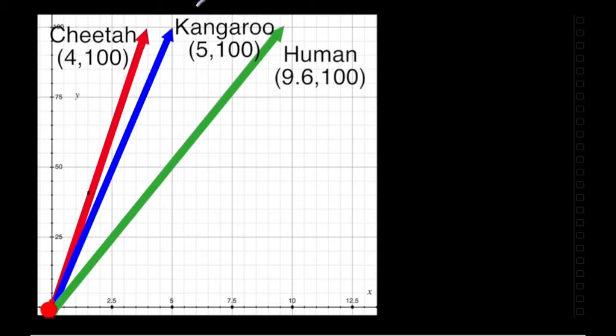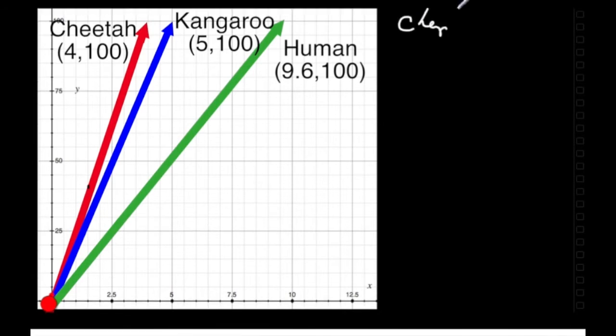Okay, so when we talk about steepness of a line, we are already talking about the slope of a line. So in this section, we're trying to relate that the slope of a line is the same as its rate of change. So for answer part C, we're going to calculate the slopes of each of these lines. So let's do the cheetah first.